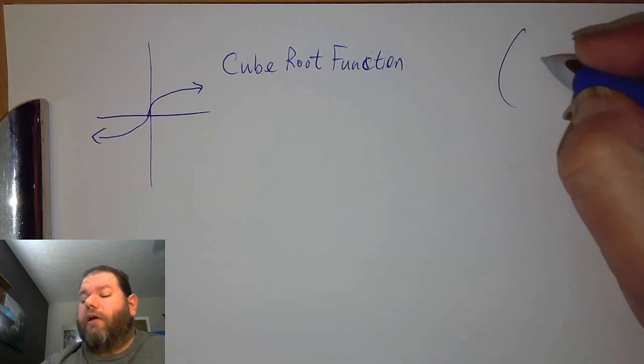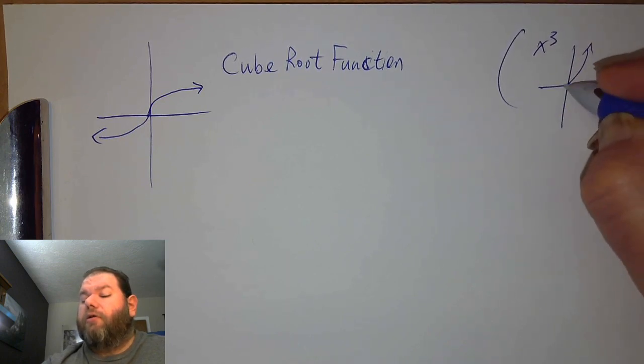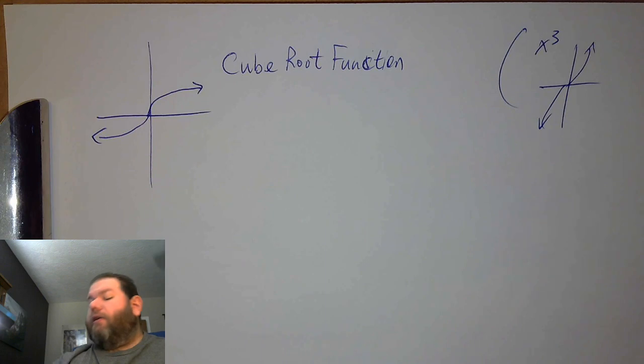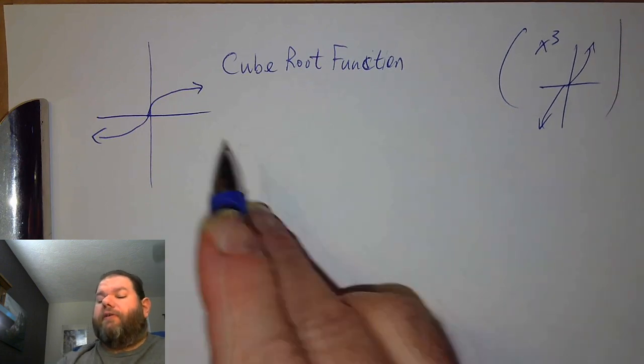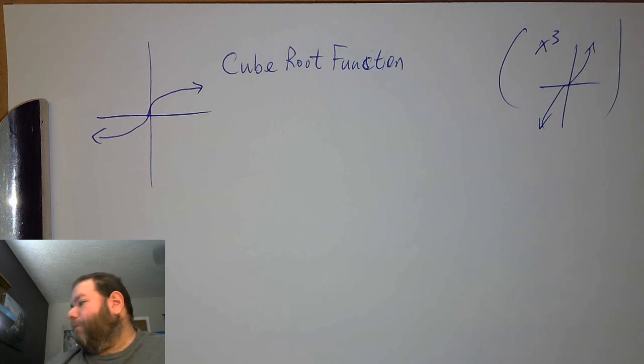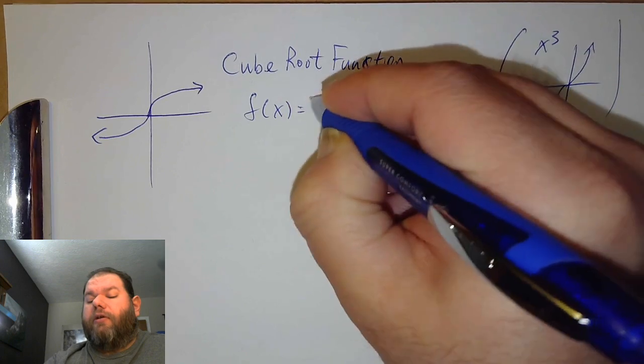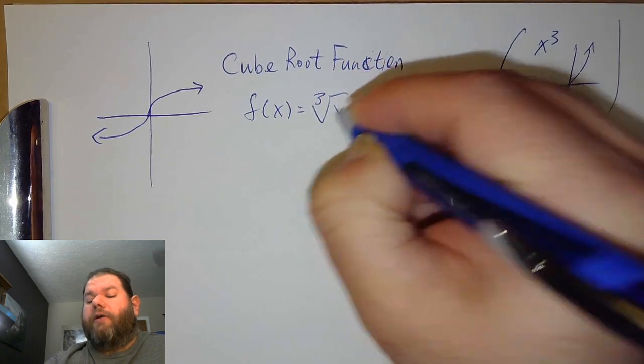Because our x cubed, remember, looks like this. So it's really the same picture, but it kind of rotated around and flipped. This is f of x equals the third root of x.